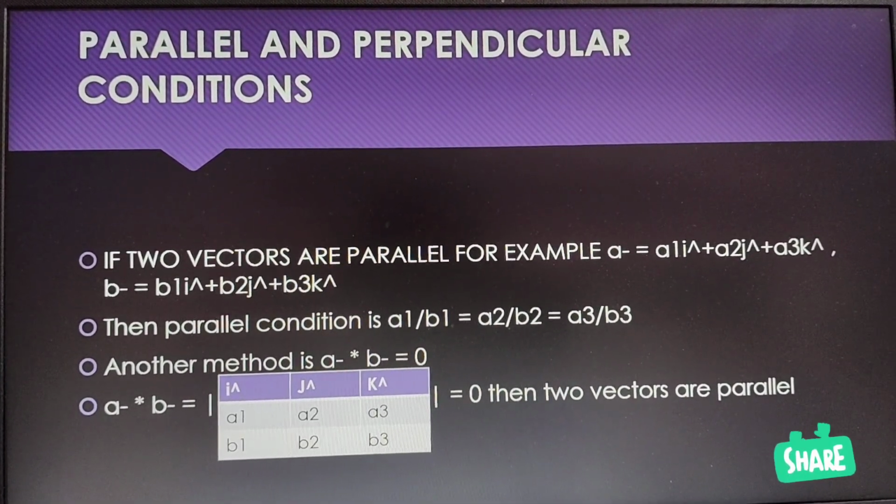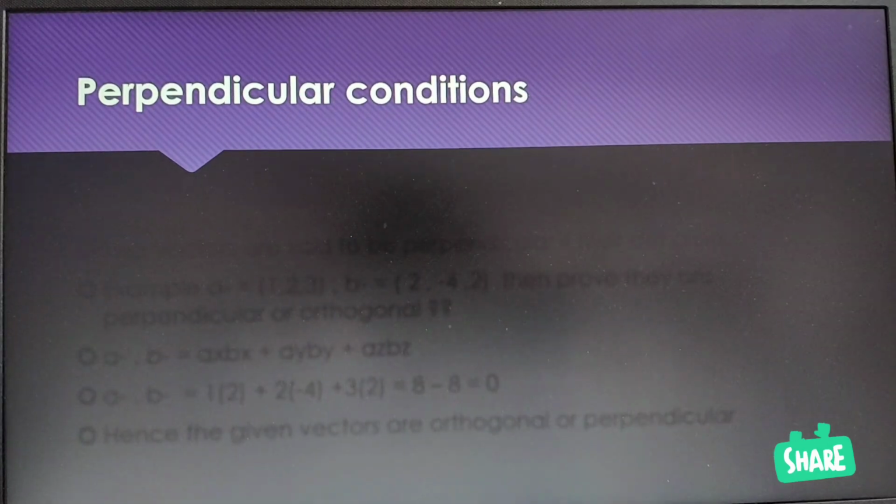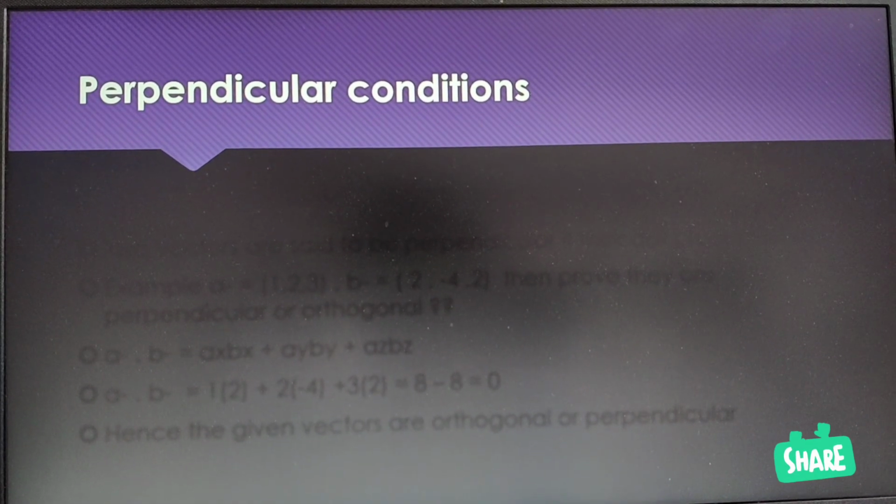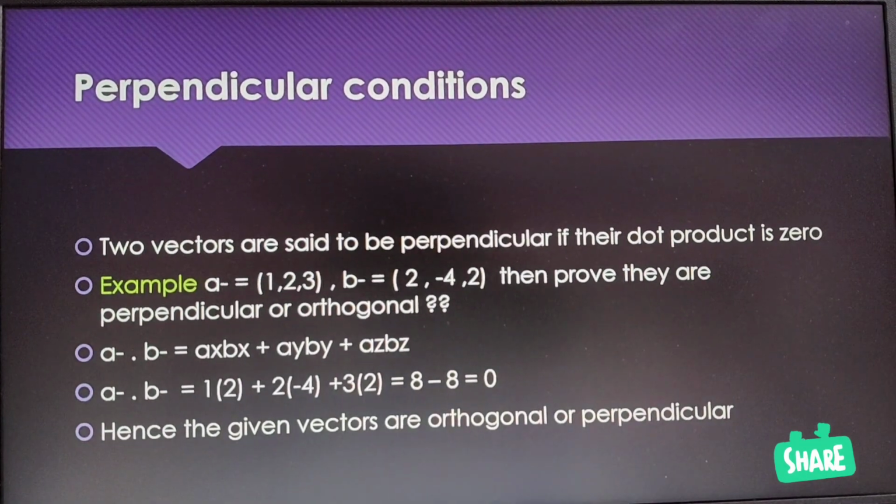There are two parallel conditions. One is equating the ratios, another one is cross product is 0. Then it is said to be parallel.